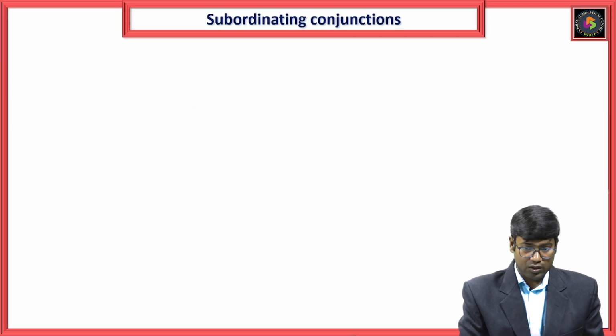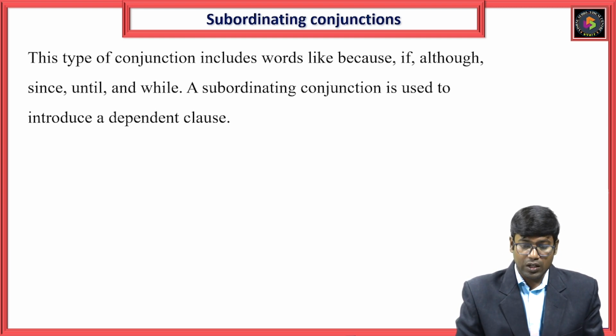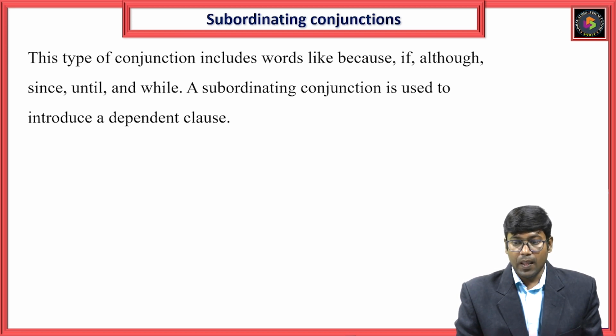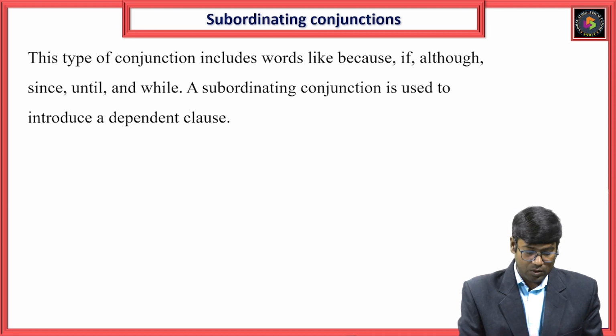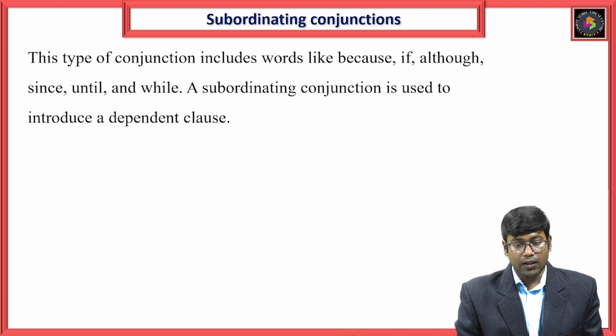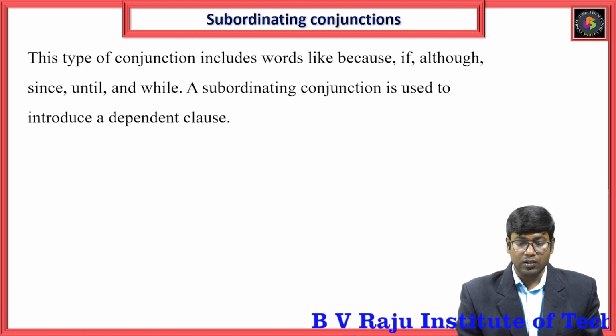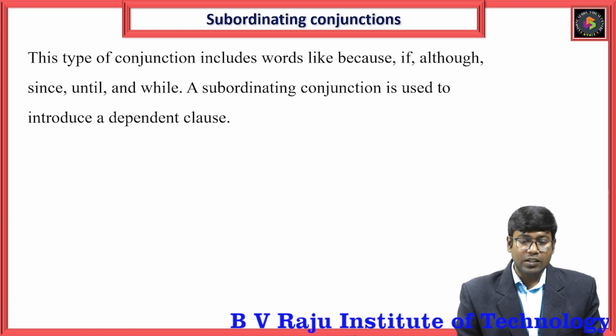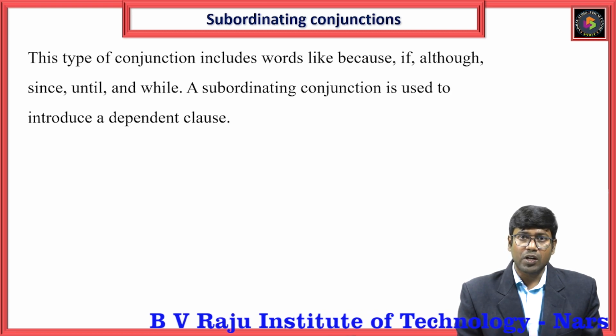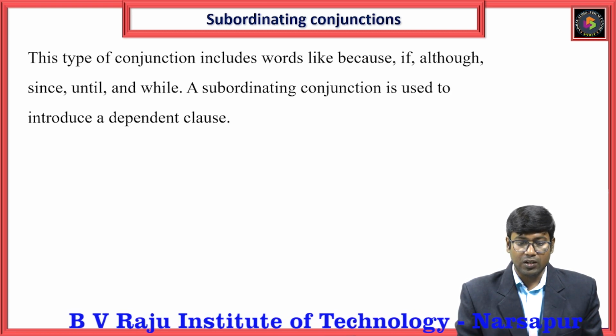Now we'll move to the next section: the subordinating conjunction. So what is that? This type of conjunction includes words like because, if, although, since, until, and while. A subordinating conjunction is used to introduce a dependent clause. Now another thing comes up: what is an independent clause and a dependent clause? An independent clause has its own meaning. It doesn't require any other clause to complete its meaning. A dependent clause depends on some other clause, that is, on an independent clause.